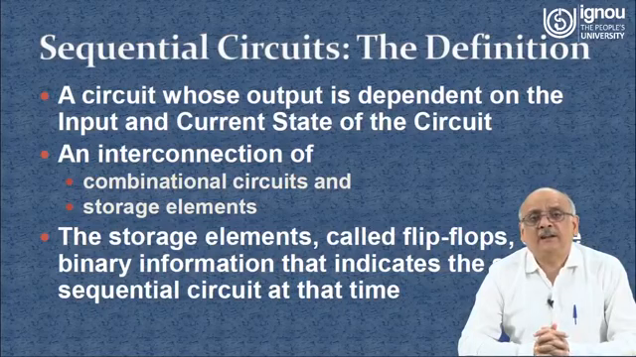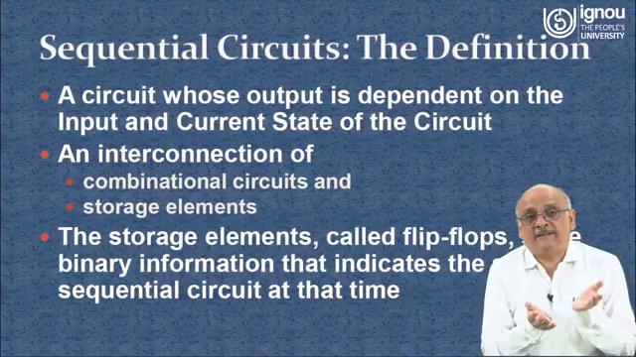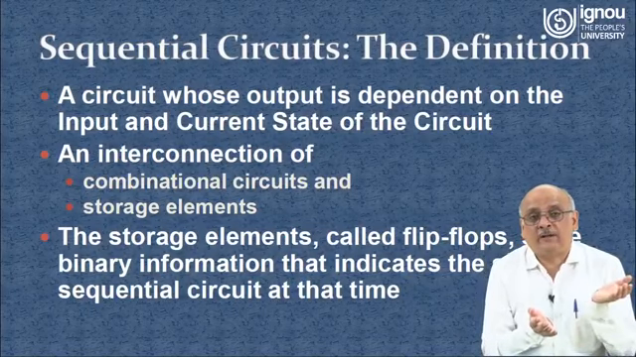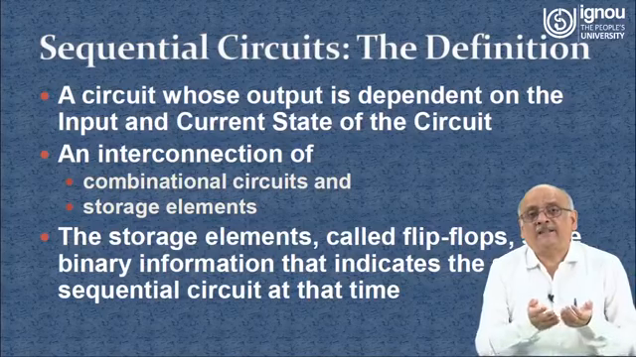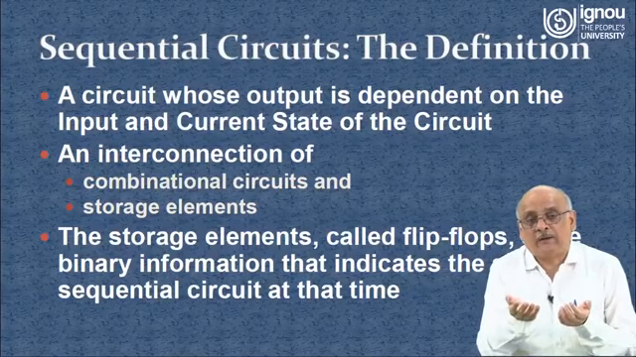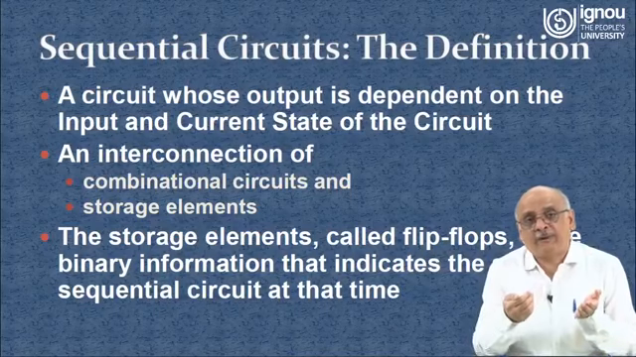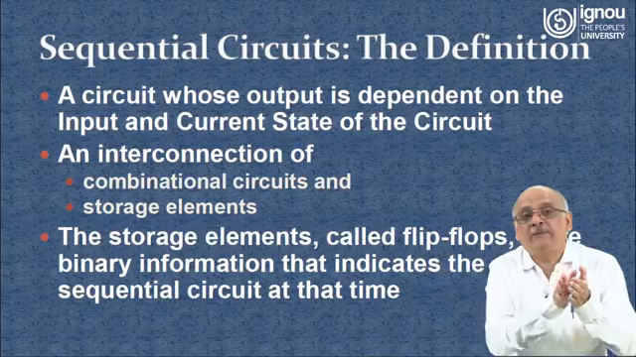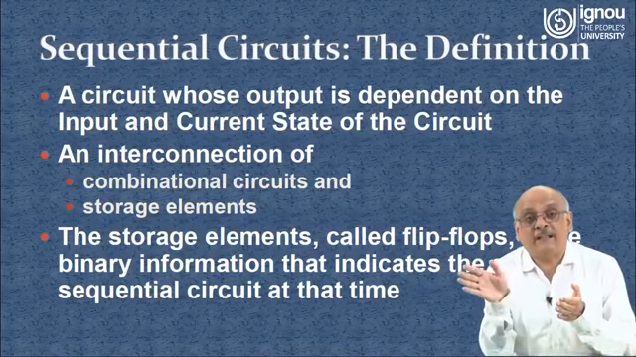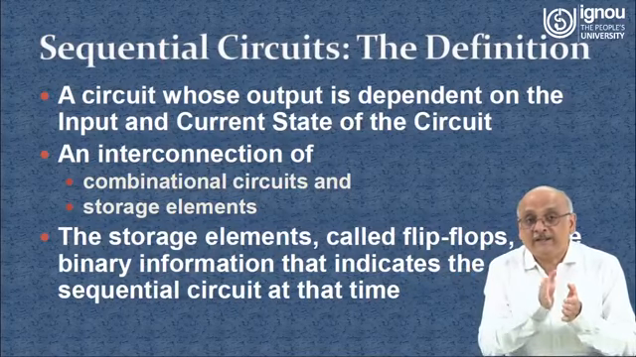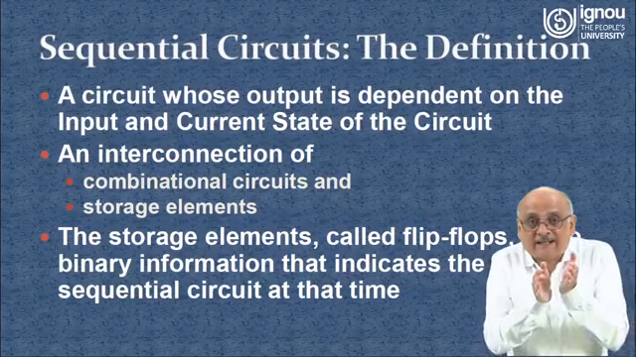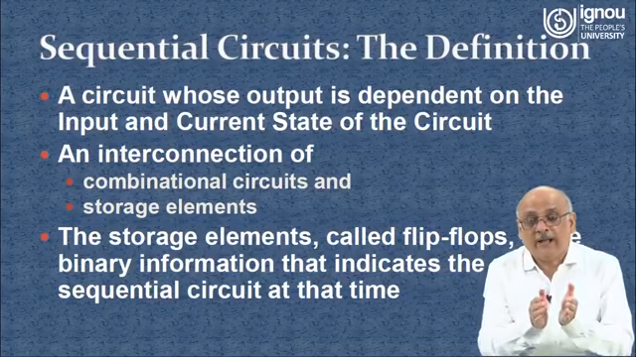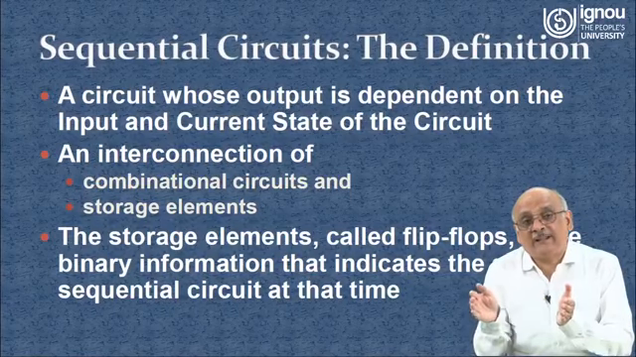Very simple: a circuit whose output is dependent on the input and the current state of the circuit. This is what makes it slightly different from a normal circuit. Let's compare it to a river flow. If I just have a river flowing, it's a combinational circuit where data simply keeps on flowing through a series of gates. But in sequential circuits, there is a current state of the circuit, and then there is going to be the next state.